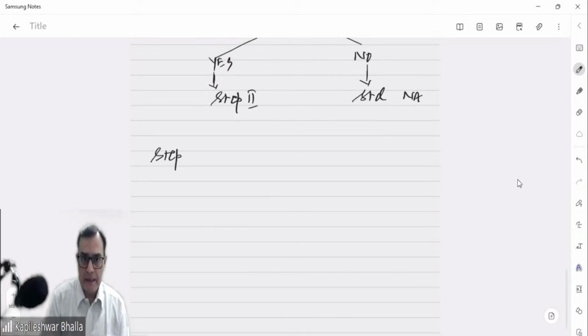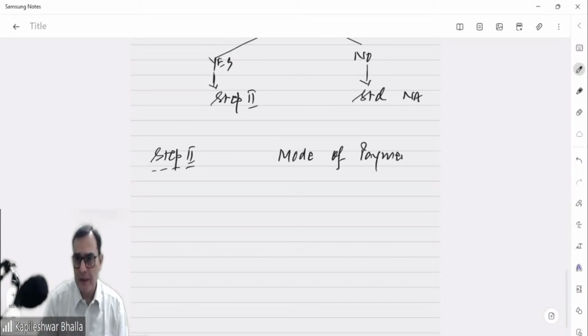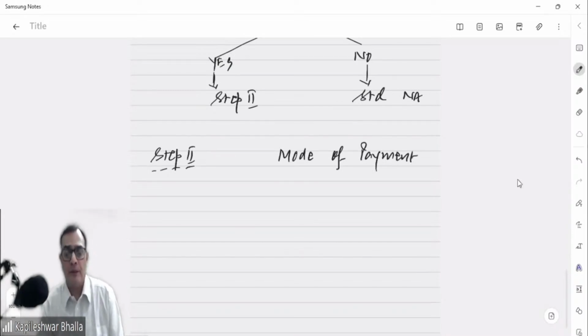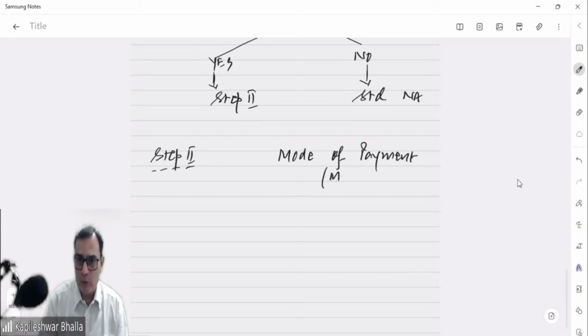Now, the focus in terms of step number 2 is going to be what I call the mode of payment. Because if there is an obligation, you now need to evaluate what is the mode of payment through which this obligation will be discharged. So let me call this MOP, that is the mode of payment.